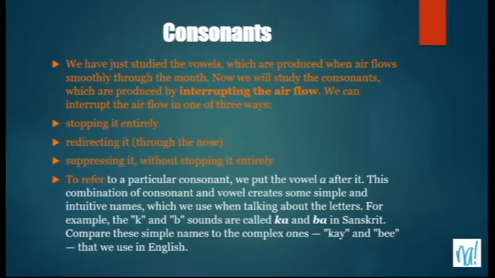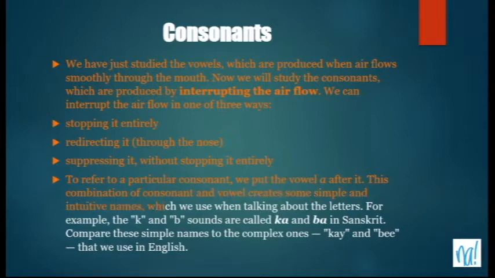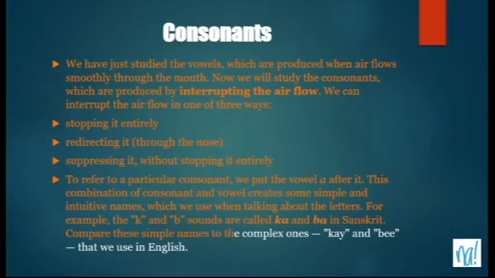To refer to a particular consonant, we put the vowel after it. This combination of consonant and vowel creates some simple and intuitive names, which we use when talking about the letters. For example, the K and B sounds are called ka and ba in Sanskrit. Compare these simple names to the complex ones, K and B, that we use in English.